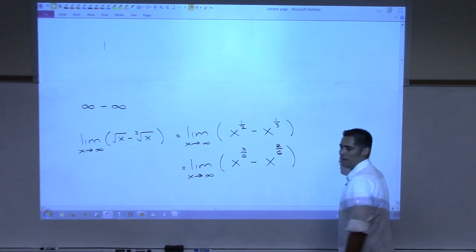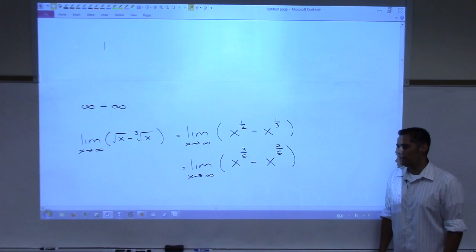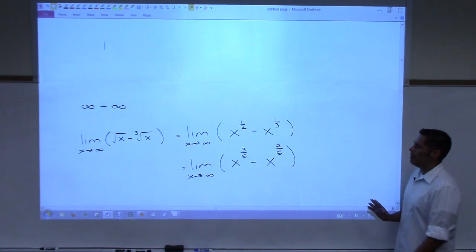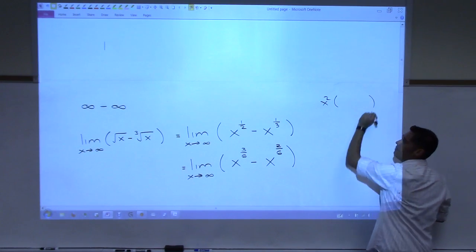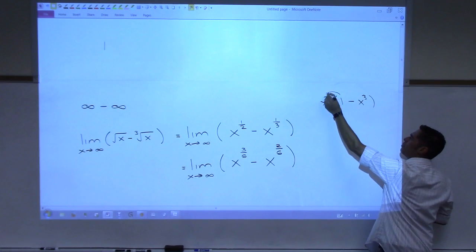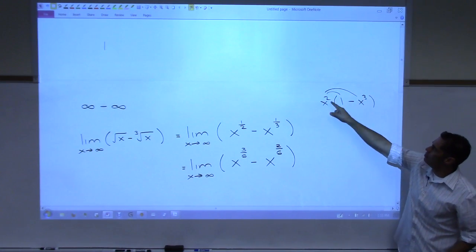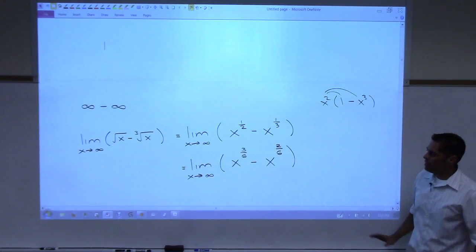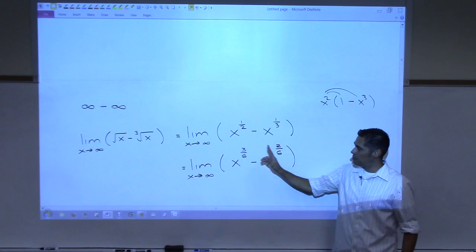I have not changed anything, have I? Okay, now I have to see what they have in common. And just remember that when I factor something out, like when I factored x squared out earlier, and I did 1 minus x cubed, when I multiply this back through, what did you do to these exponents? You add them, right? So I need to pull something out of this so that when I add the exponents, I get both this and this back.